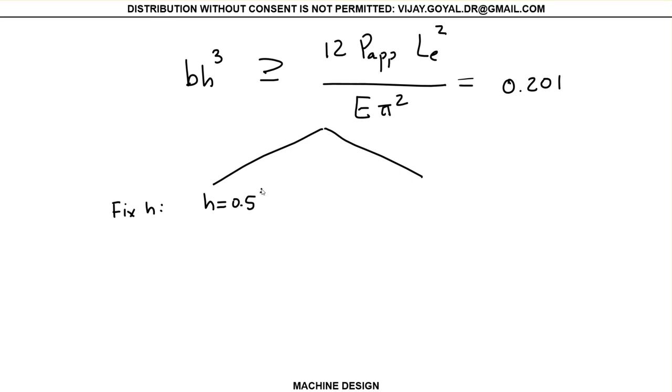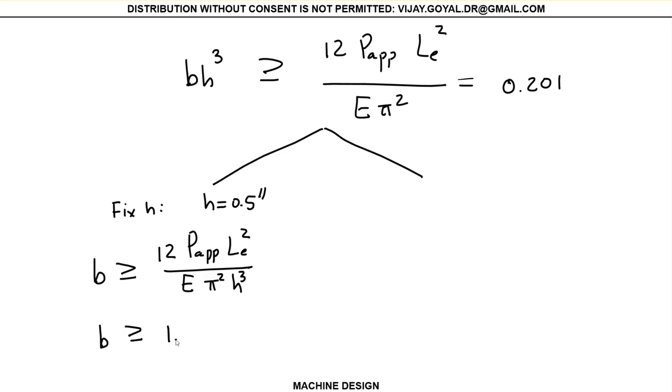If I do that, you can solve for b. So b has to be bigger or equal than 12 P applied LE squared over E pi squared h cubed. If I replace it, you can see that b has to be bigger or equal than 1.5 inches. This is with h equal to 0.5 inches. This could be one possible option.